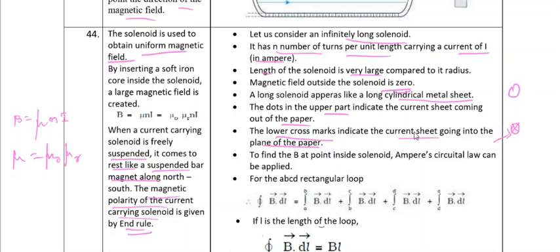Our notebook paper is a two-dimensional one, so we have to indicate the third dimension. How to represent that? When I put a dot, it means it is coming out of the paper. And what about this? A cross mark means going inside the paper. Likewise, we have to assume. Then to find the B at a point inside the solenoid, Ampere's circuital law can be applied.